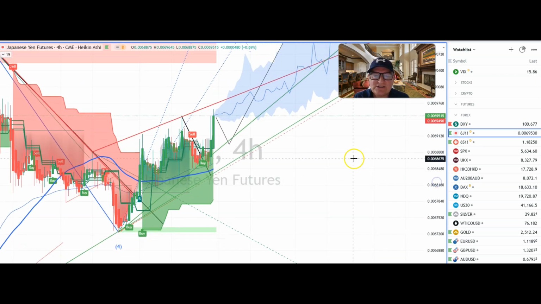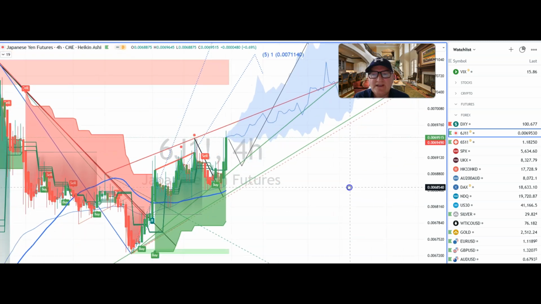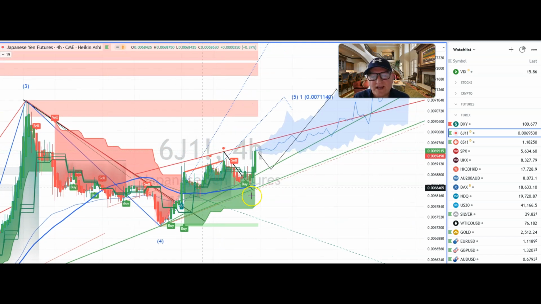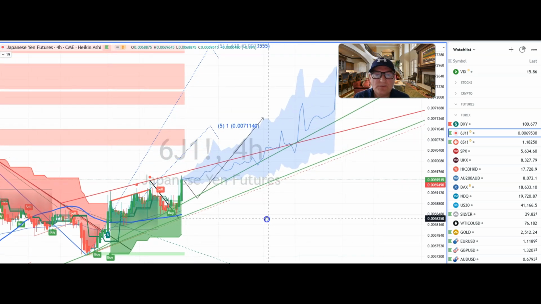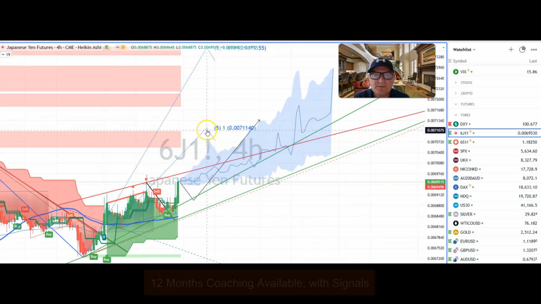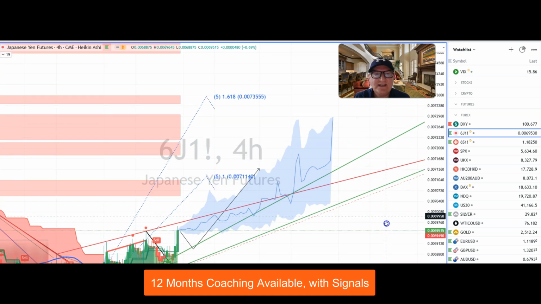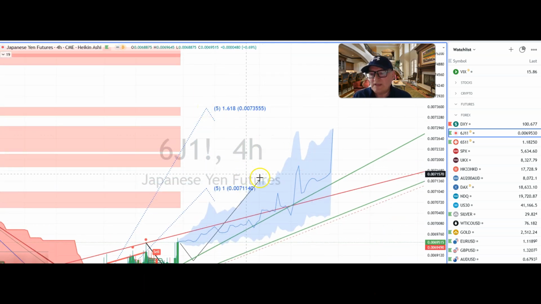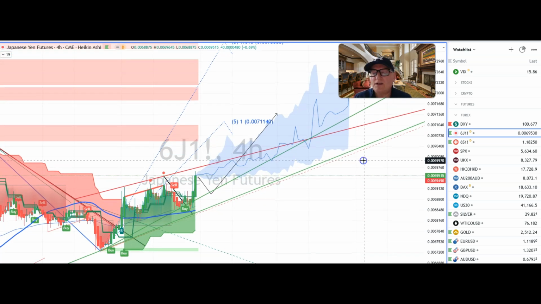A fantastic chart on the yen futures. I've been waiting for this to happen pretty much the whole of the week. Now this is in a wave 4 with the change of character back into the long-term trend. So we do expect the price to move up to 71.14 and then on to 73.55. What this means in terms of trading for next week, we are looking for the shorts on the yens.